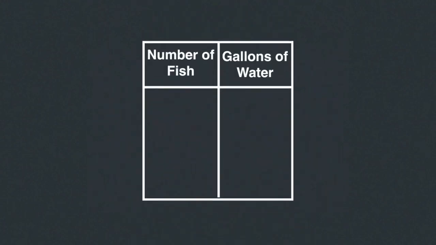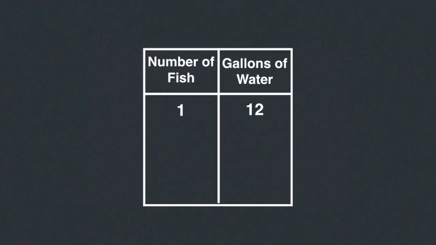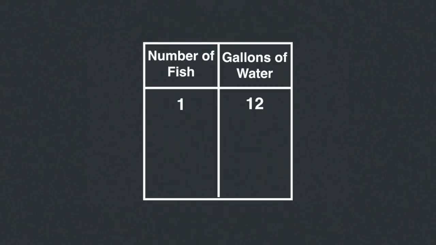Well, we know we're dealing with 2 things, numbers of fish and gallons of water. So we can start our table. If James has 1 fully grown goldfish, then it'll be 12 inches long, because that's how long fully grown goldfish are. But we need 1 gallon for every inch, and since it's 12 inches long, it needs 12 gallons of water.